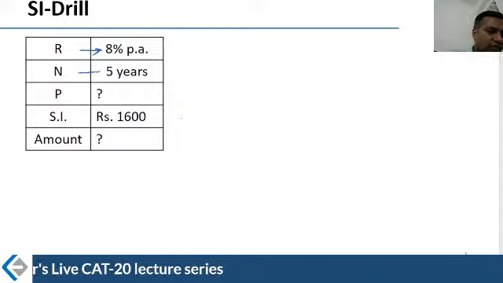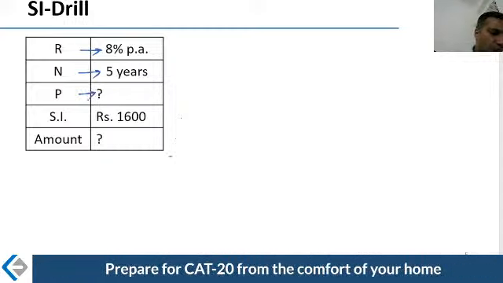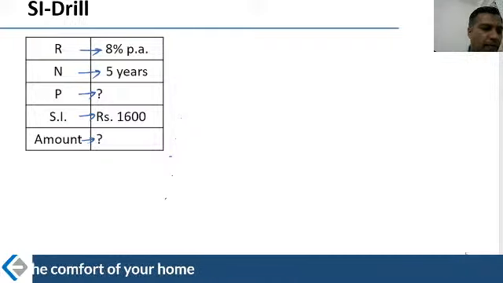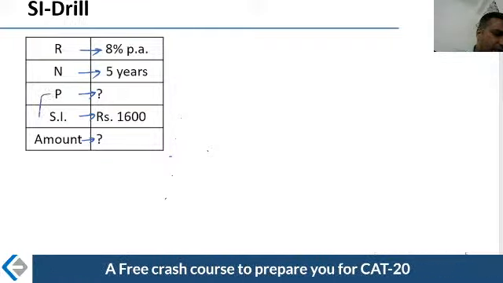The number of years the person has deposited the principal is about 5 years. What is the principal? Don't know. That's what you've got to find out. What is the interest earned? He is telling us the interest earned is 1600. Therefore, what is the amount payable at the end of 5 years? Fair enough. If I know my principal, add principal and interest, that becomes my amount. No problem. I just have to find my principal. Therefore, finding the amount is no problem there.